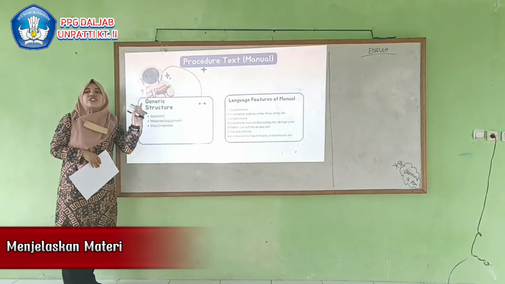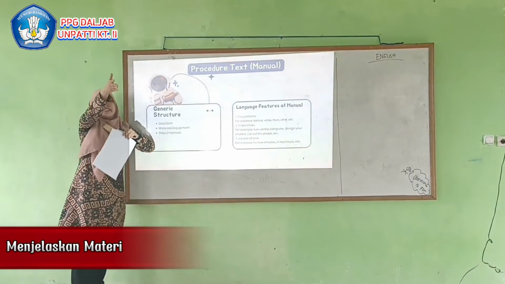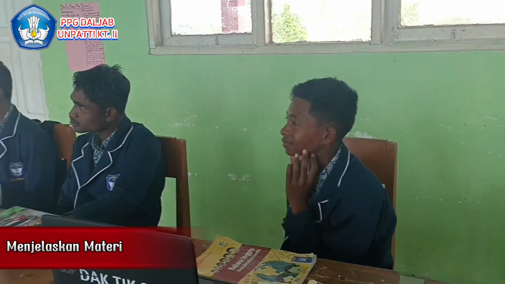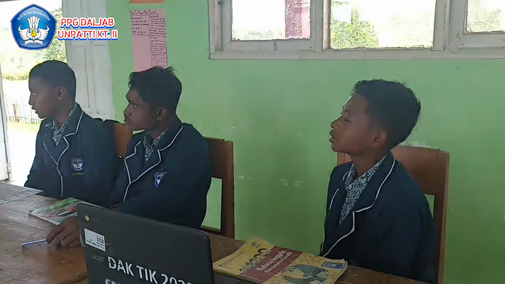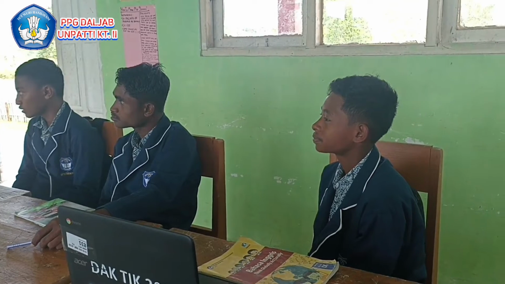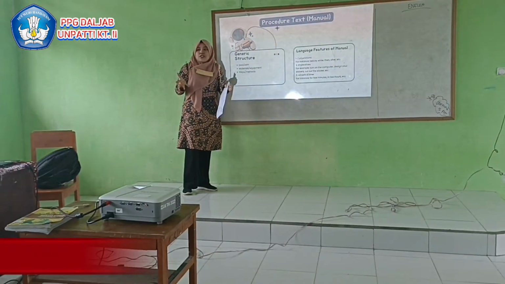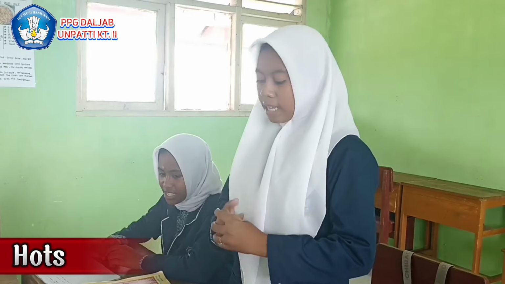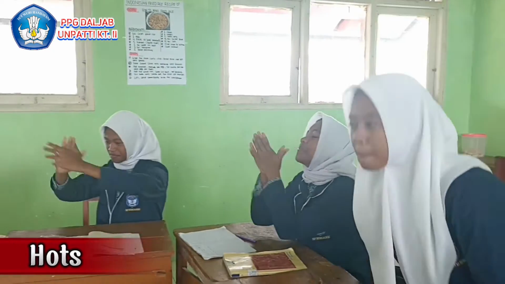How many generic structures? Anyone? Yes, Raka, please. How many? Three. Okay, could you please mention what are they? Goal, material, steps. Okay, good. Is there any difference with the previous generic structure? Yes, Warni. Yes, Miss. Sebelumnya menggunakan ingredients, kali ini menggunakan material. Okay, this is Warni.